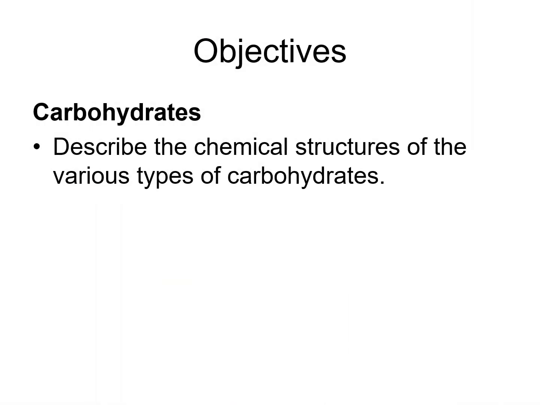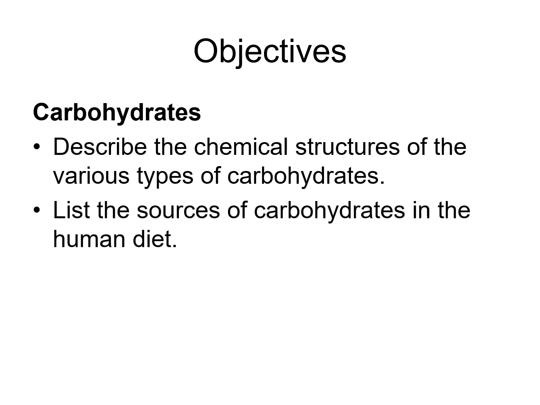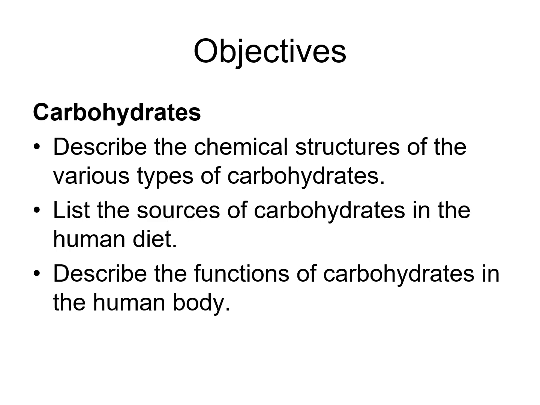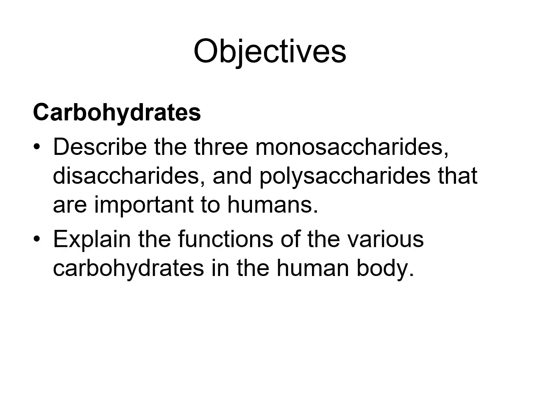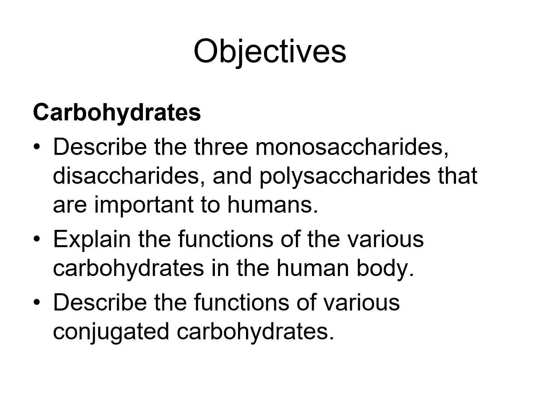Now let's review the objectives of the screencast. Describe the chemical structures of the various types of carbohydrates. List the sources of carbohydrates in the human diet. Describe the functions of carbohydrates in the human body. Describe the three monosaccharides, disaccharides, and polysaccharides that are important to humans. Explain the function of the various carbohydrates in the human body, and describe the function of various conjugated carbohydrates.